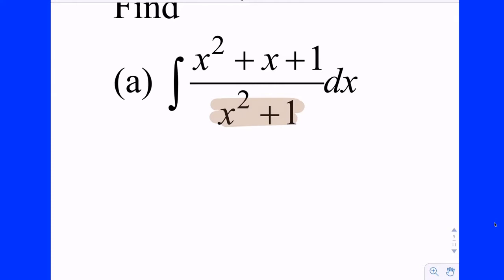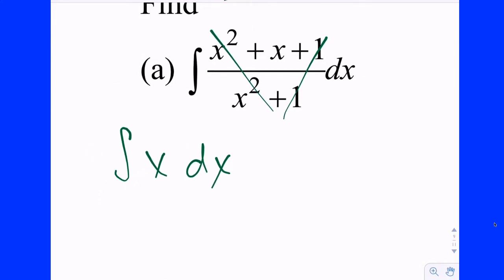You would hopefully gravitate to the bottom as being your inside function. Is the derivative of x squared plus 1 equal to x squared plus x plus 1? No, not quite. So that's not going to work. Can we split up terms? Do these divide out and those divide out? It's x.